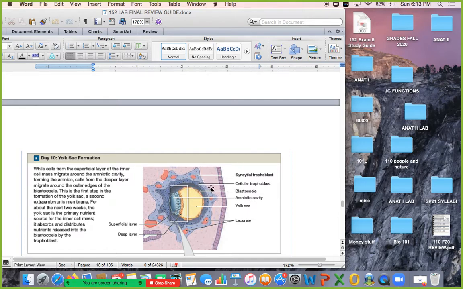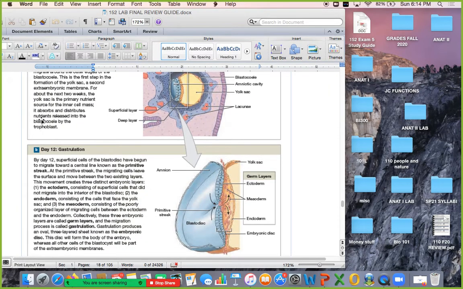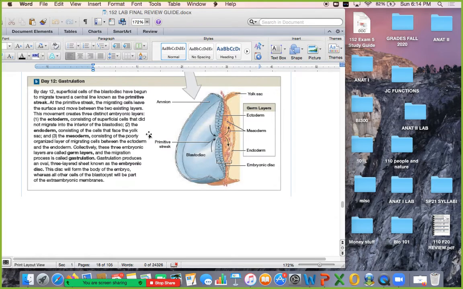Here again, we have those outer layers, the trophoblast layers. Here's the syncytial trophoblast layer and the cellular trophoblast layer. Inside we have the blastocoele. Here we have the amniotic cavity, and this is what's going to be the bilayer disc. Here we have a yolk sac. Again, that's going to be nourishing the embryo, and outside we have the lacuna region, which is where the blood is going to be coming in. So again, the yolk sac is going to be responsible for distributing nutrients released into the blastocoele. And then the next stage is going to be gastrulation.